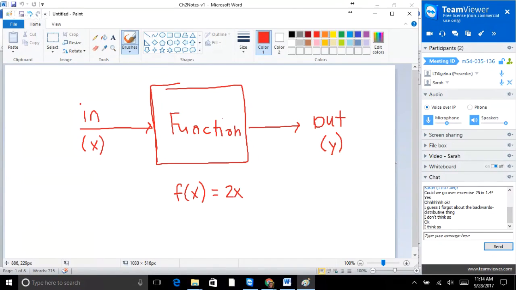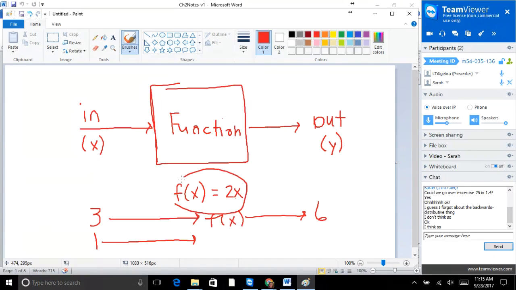Okay, and let's say in this particular function I put the number 3 in, right? It goes through my function. My function is 2 times x, and that's what I put in. So it would be 2 times 3. So it goes through my function, and out pops 6. All right. If I put in the number 1, I put 1 in my function, it goes through my function. 2 times 1 is 2, and it pops out 2.